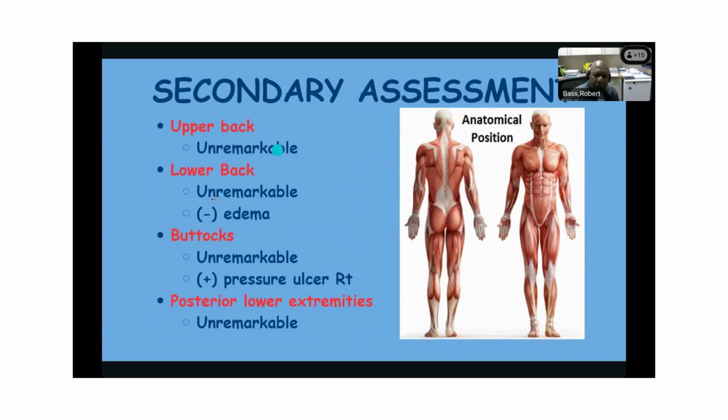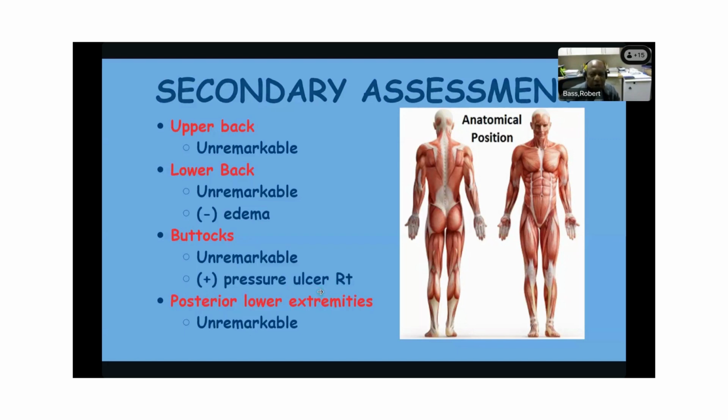All right, so we log roll our patient. Upper back is unremarkable, lower back is unremarkable. There's no edema. When we're dealing with these patients that are totally bedridden, always pay attention to their lower back as well, especially for those that may have a history of heart failure. Typically, there may be pitting edema or swelling in their lower back as well. The fluid is going to move to the most dependent area. You assess their buttocks. You notice that there is a pressure sore or pressure ulcer on that right buttock.